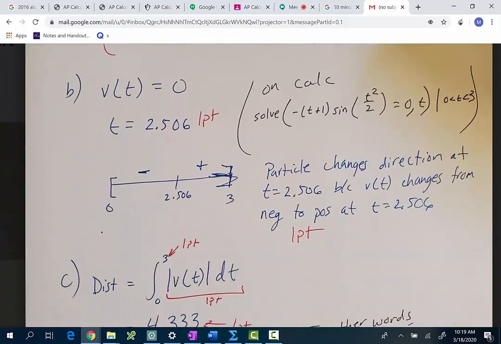B asks to find all the times the particle changes directions. We've done this a lot today. So changing directions, we're going to set v(t) equal to 0, find when it's at rest, and we get 2.506. On your calculator, because you have that sine, make sure that we use the interval. And then we're going to make our table.